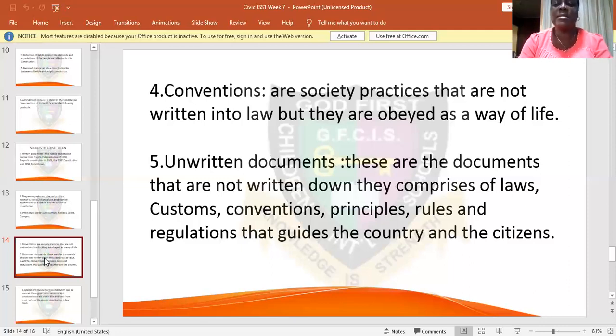There are so many laws in our society, in our community, that are not written down, but they are conventions that we practice and we obey. And that boils down to unwritten documents: their customs, the way they do things, the way they dress, the kind of food they eat, their principles of life, their ways of life, the rules that they follow, the regulations that guide the country. They are not written, but they are well and strictly followed by the citizens.